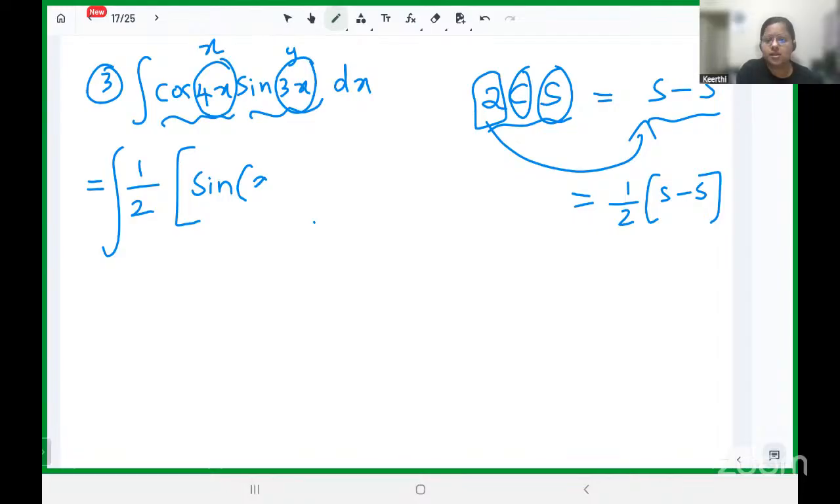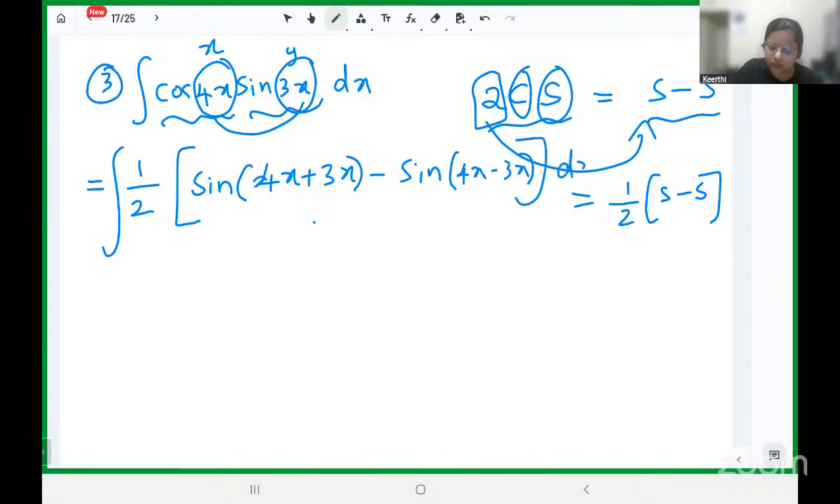Okay, cos x sin y. It is of the form cos x sin y. So here, 1 by 2 into sine of (x plus y), where x plus y means 4x plus 3x, then minus sine of (x minus y), where x minus y means 4x minus 3x, into dx. So this is equal to the integral of 1 by 2 into sine 4x plus 3x, which means sine of 7x, minus sine of 4x minus 3x, which means sine x, dx.